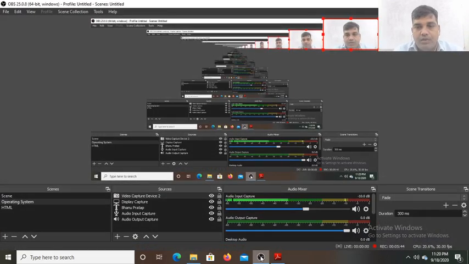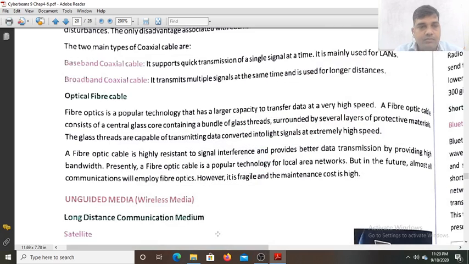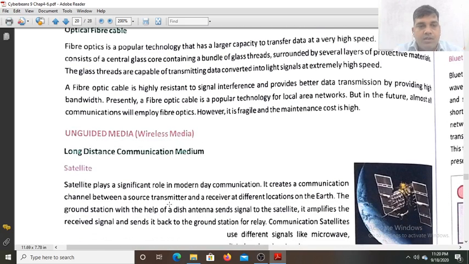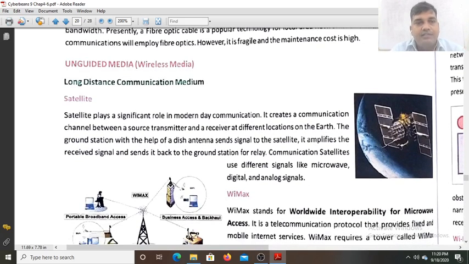Now, next is the unguided media, that is the wireless media. This wireless media is used for long distance communication, and what we use as a wireless media, first is the satellite. As you can see in the figure, this satellite we use for long distance communication, and satellite plays a significant role in modern day communication.